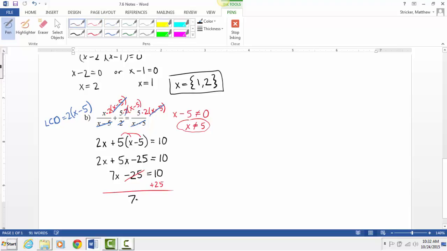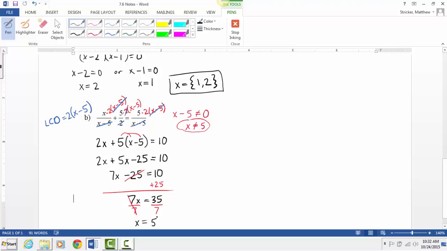And that gives us 7x equals 10 plus 25, which is 35. Divide both sides by 7. And we get x is equal to 5.